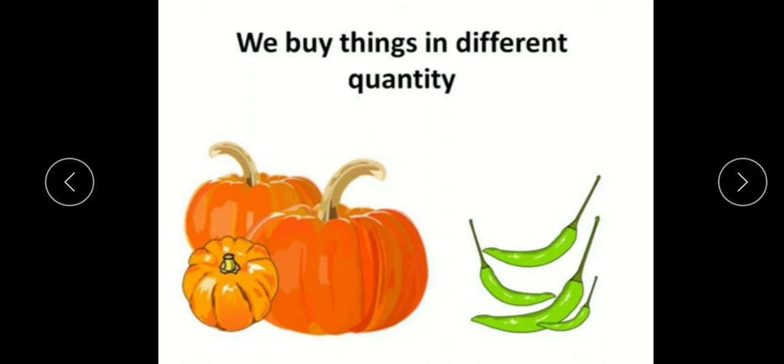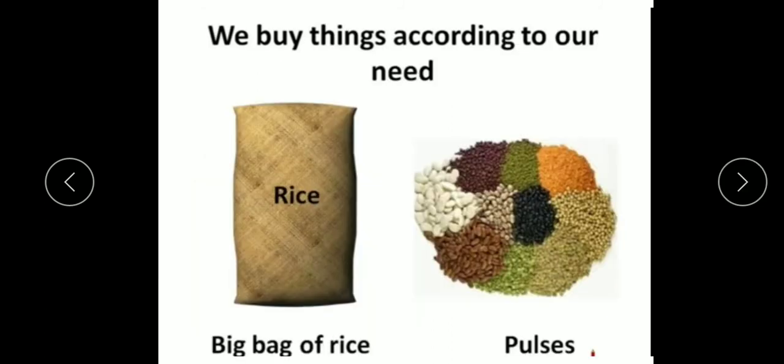So children, we also buy pulses, rice and wheat. And we don't buy pulses as much as wheat or rice. We buy pulses in small quantities, and we buy rice and wheat in large quantities. For example, when we buy rice, let's buy 10 kg of rice. But we only buy 3 or 4 kg of pulses. So these kg and gram are units of weight.